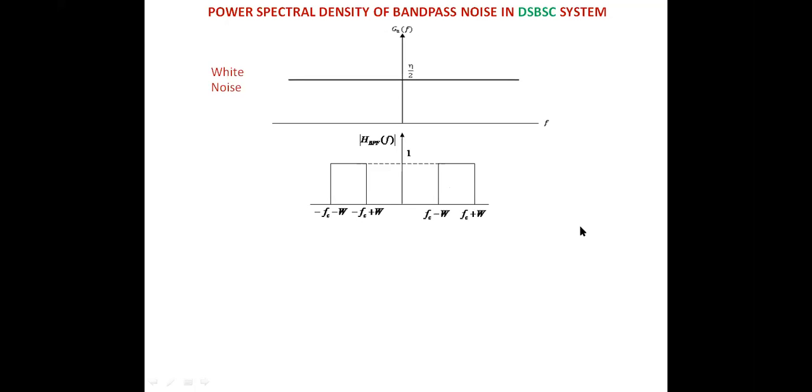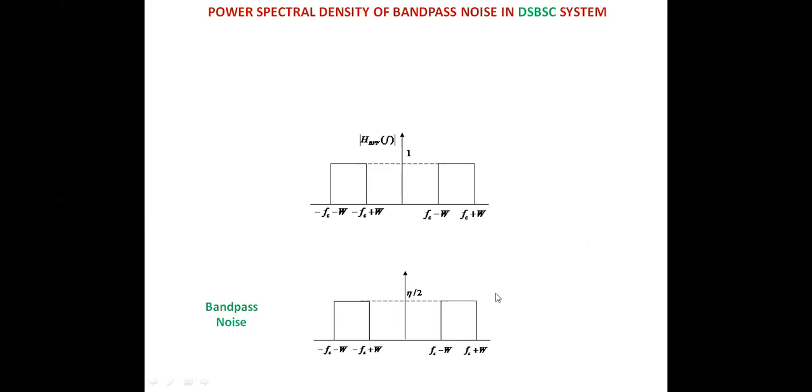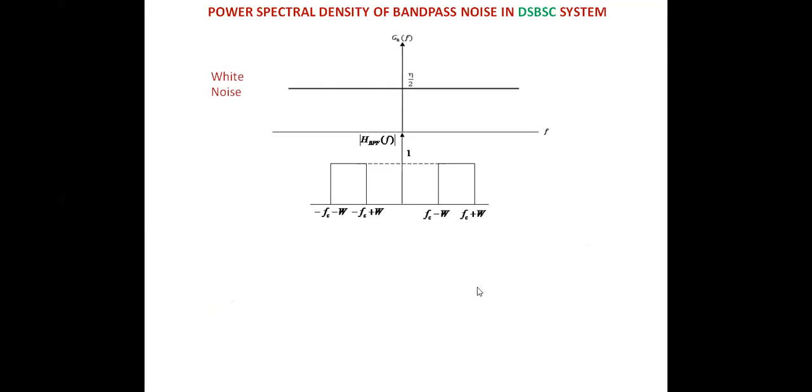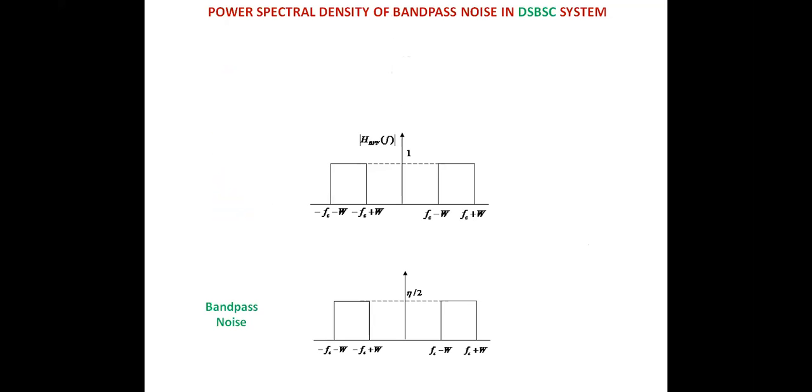Now let me show the same through a little animation. This is white noise passing through the bandpass filter, giving us bandpass noise, isn't it? It's very simple and clear. White noise passes through the bandpass filter, and we get bandpass noise. Okay, next.